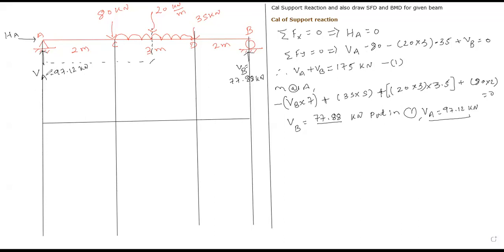Okay, and there is a point load. That's the reason we are plotting a straight line only. Its value equals 97.12. Now tell me, if there is no load between 2 points, what is the nature of shear force diagram? Please tell me.